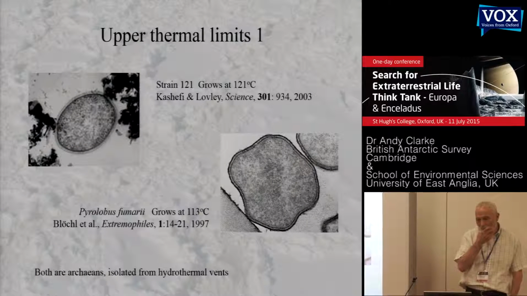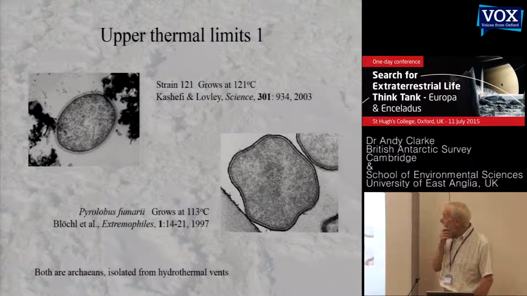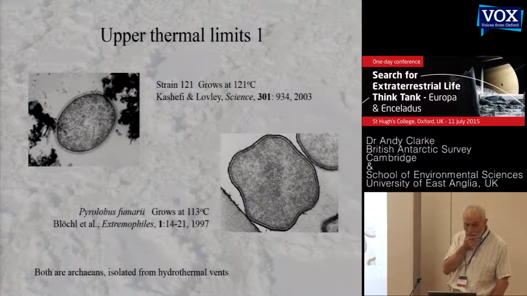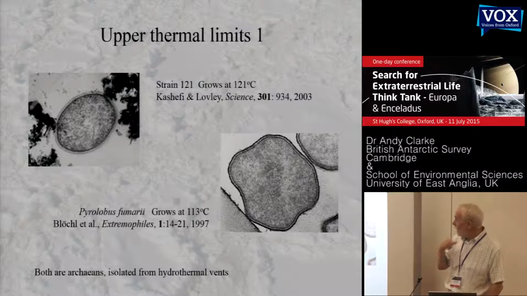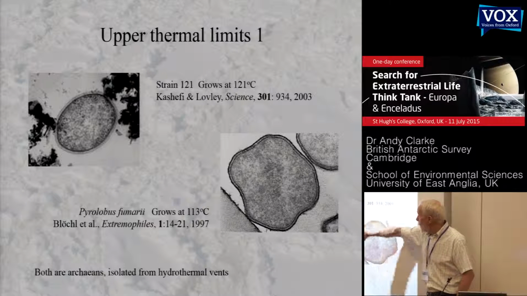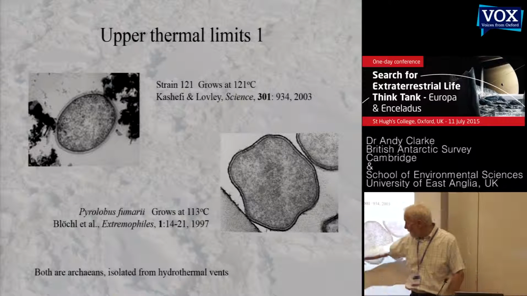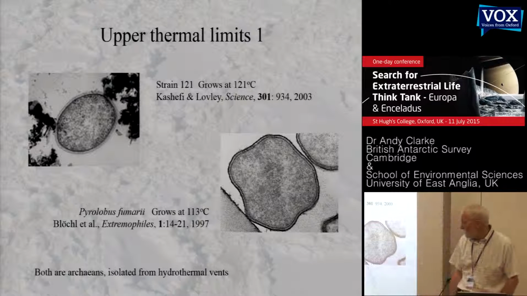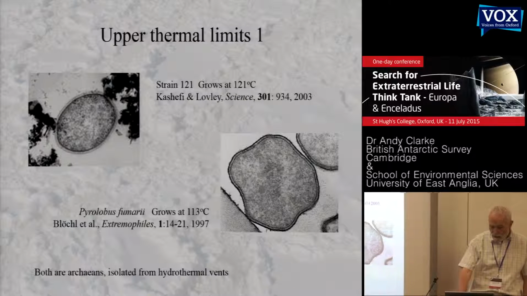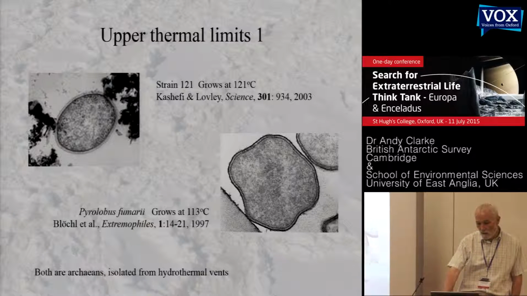We'll look briefly at high temperature limits. This is probably well known to many people, but we'll run through them anyway. At the moment, the records are held by two archaeans: strain 121, which grows at 121 degrees Celsius, hence strain 121, and Pyrolobus, which grows at 113 Celsius. Both are archaeans, and both were isolated from hydrothermal vents.